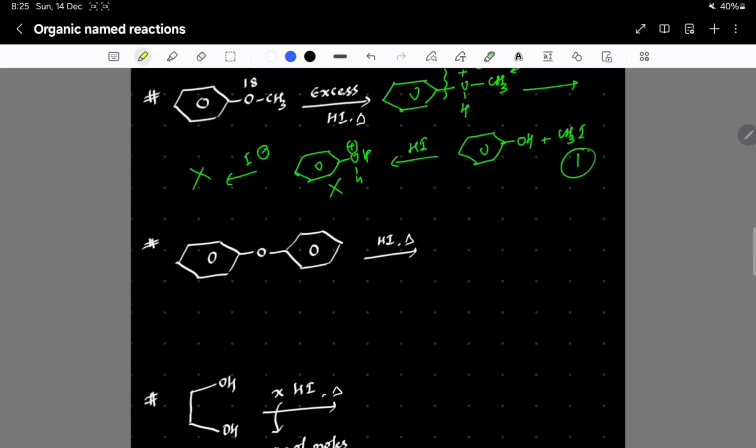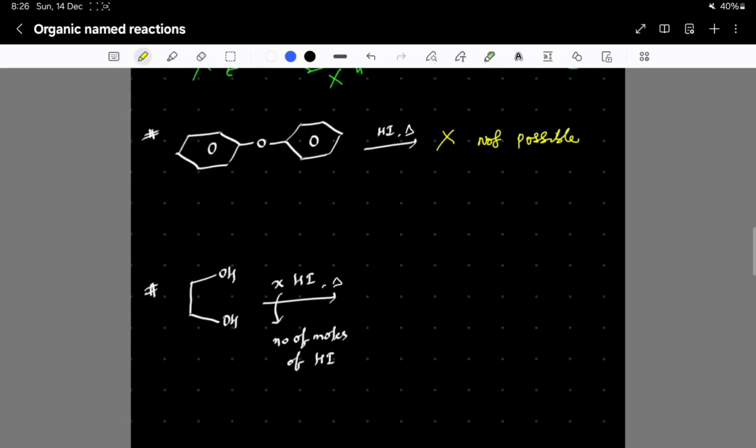Now look at this: it is diphenyl ether. Again, I minus attacking this side or this side, under this particular condition is not feasible. This reaction is not possible. In the diphenyl ether case, we cannot get the reaction. Now this question is asking how many HI are required.